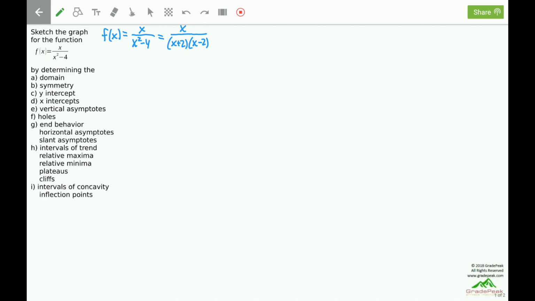And the domain requires that the denominator cannot equal 0. So x plus 2 times x minus 2 cannot equal 0 here. Since it is factored, we can solve for the values that x cannot be. The x plus 2 factor gives that x cannot be negative 2, and the x minus 2 factor gives that x cannot equal positive 2. So for part A, the domain will be all real numbers except negative 2 and positive 2.